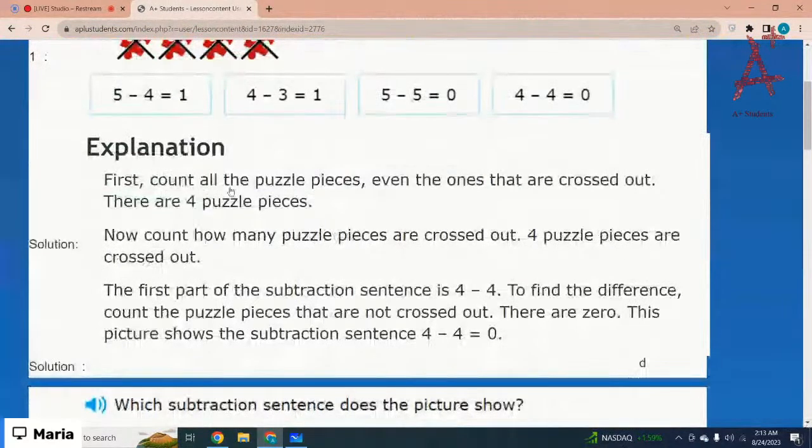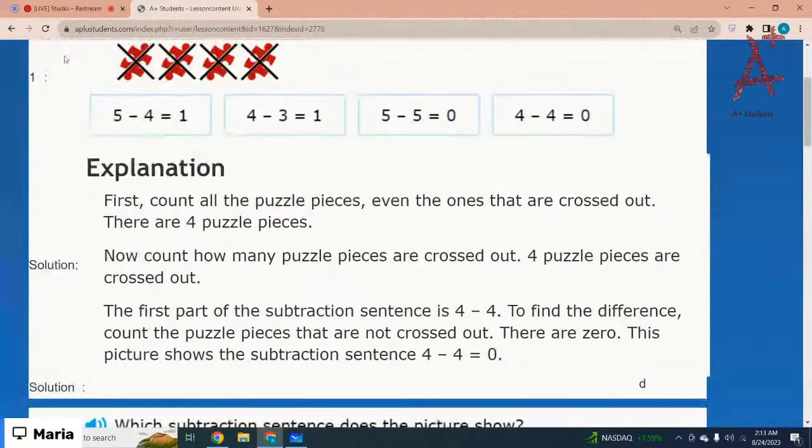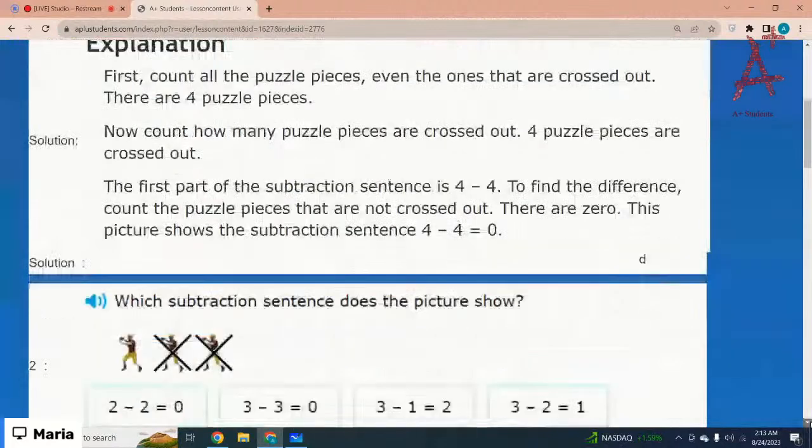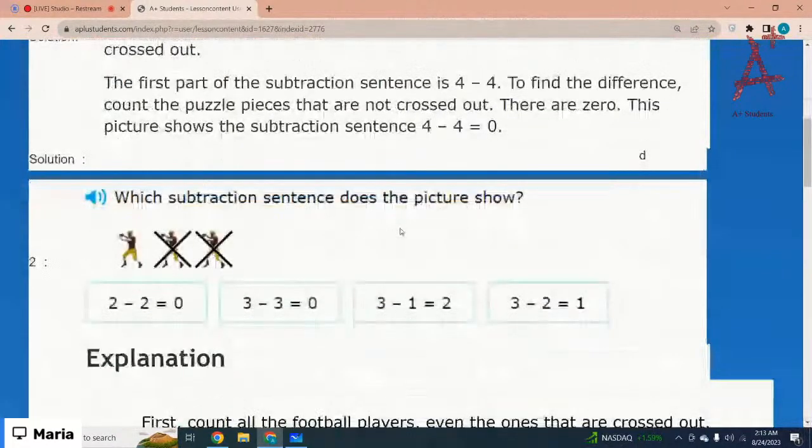First, count all the puzzle pieces, even the ones that are crossed out. You have to count all of them, whether they are crossed or not. There are four pieces of puzzle. Now count how many puzzles are crossed out. All four of them are crossed out. That means the first part of the sentence is four take away four, and you're left with none. You don't have any puzzle that is not crossed out. So four take away four is zero. Which subtraction sentence does the picture show? Which is the correct option?